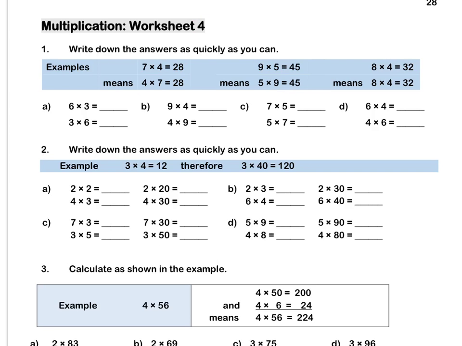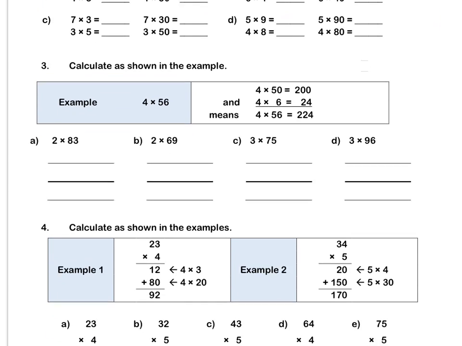Question 2. 3 times 4 is 12. Therefore, 3 times 40 is 120. Pause this video to complete question 2 by yourself. Question 3.